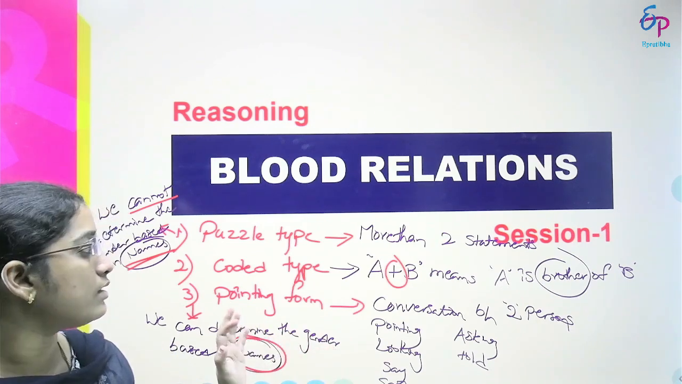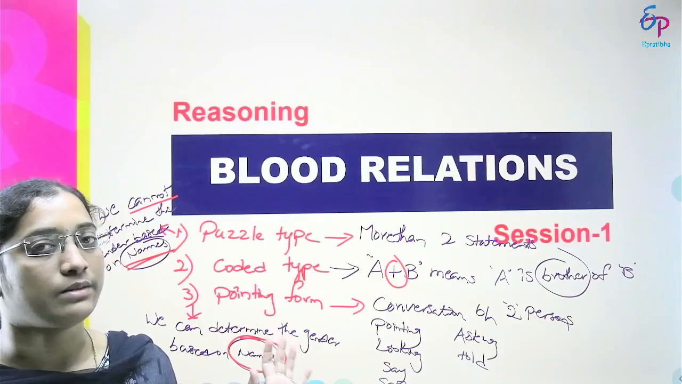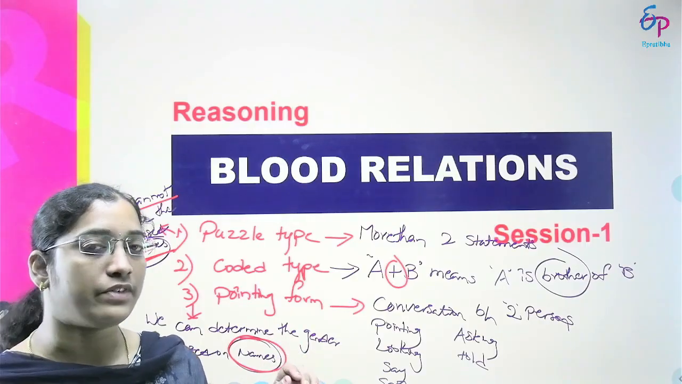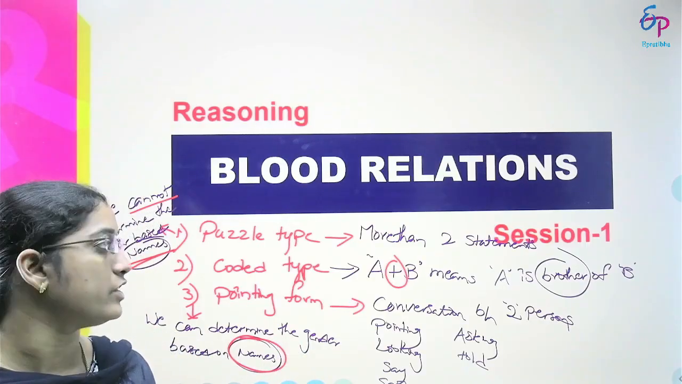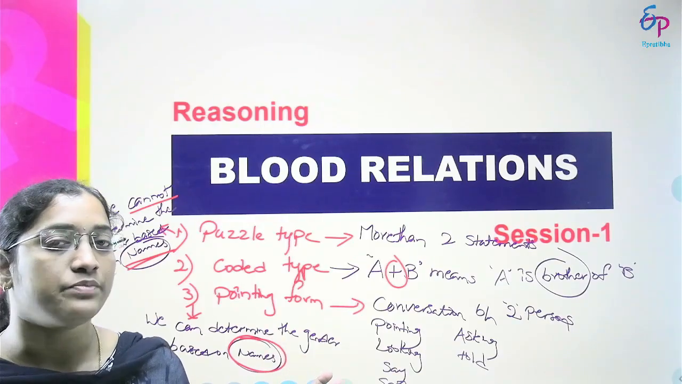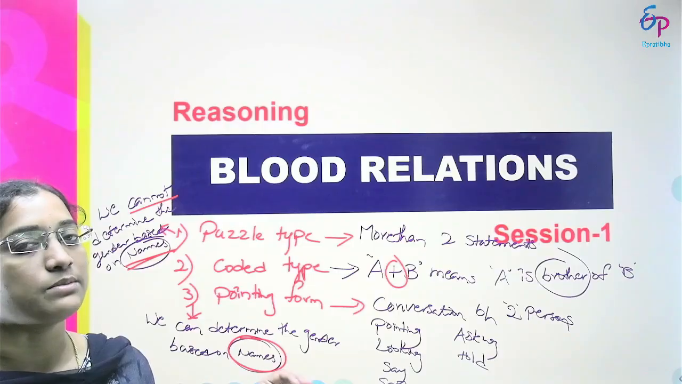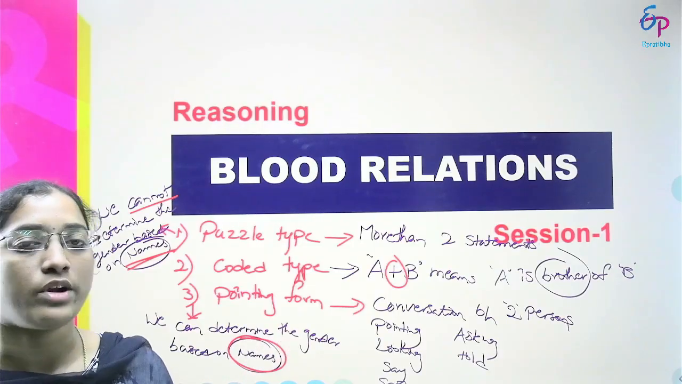So in case you know these 2 points related to pointing form and puzzle type questions, then for the remaining, that means when we are solving questions related to blood relations, all 3 types of questions, at that time we use the same process, but sometimes we use a different process to solve pointing form questions.